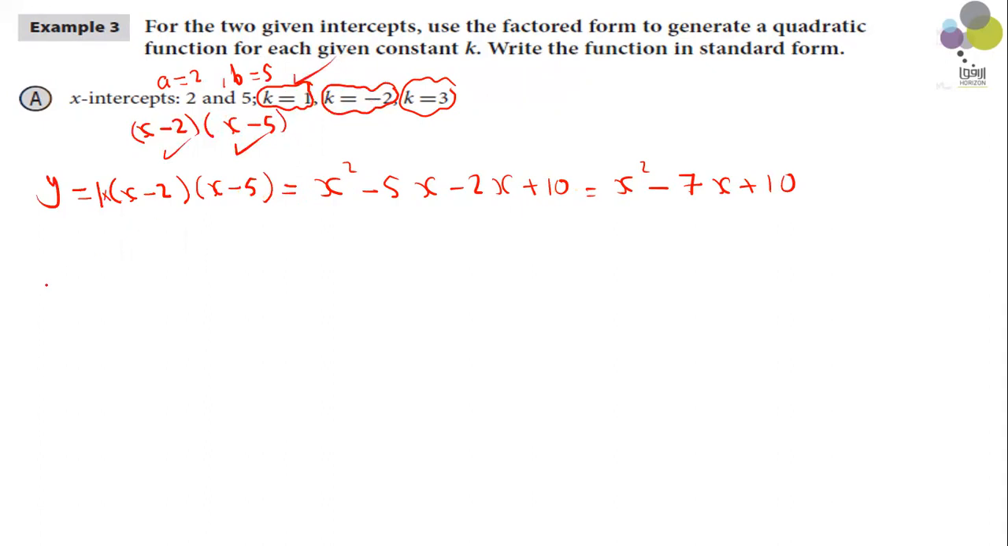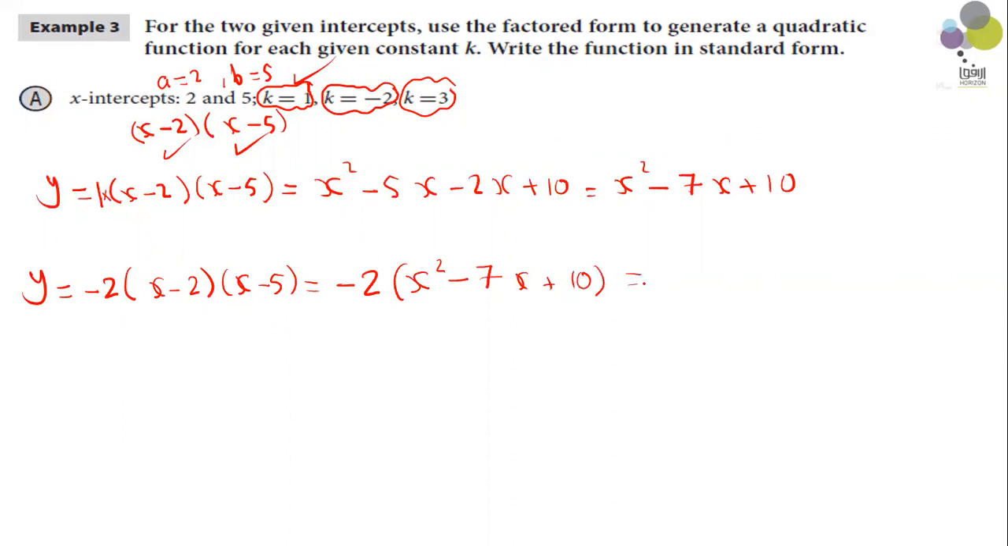Second one, if k equals negative 2, so the function will be negative 2 multiply the first linear factor multiply the second linear factor. Okay? So this is the multiplying of two linear factors. So we have negative 2. If you multiply the first by the second binomial, you will get this trinomial, x squared minus 7x plus 10. Use distributive property: minus 2x squared plus 14x minus 20.